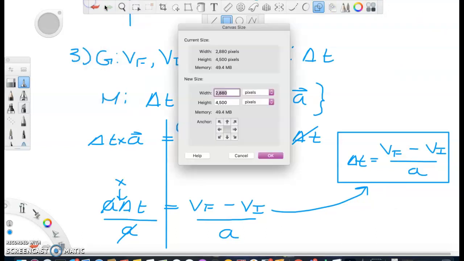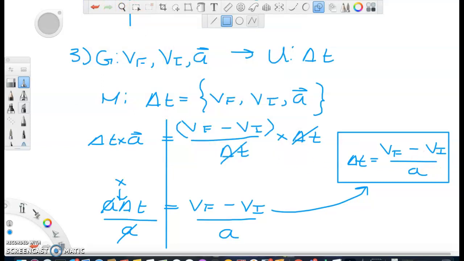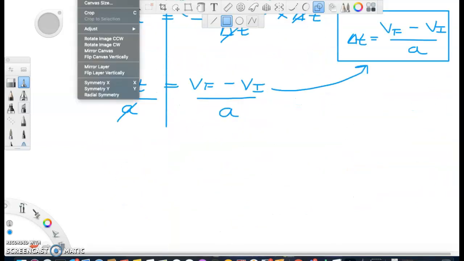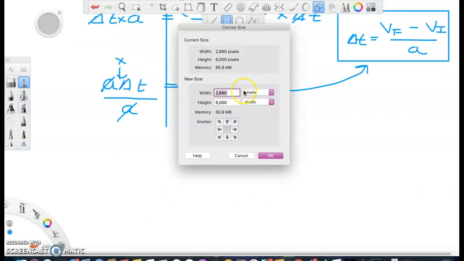In a moment here, I'm going to extend this so I have enough room to keep working, because we have one more manipulation we need to go through. Now, with that being said, this last manipulation is by far the most complex.